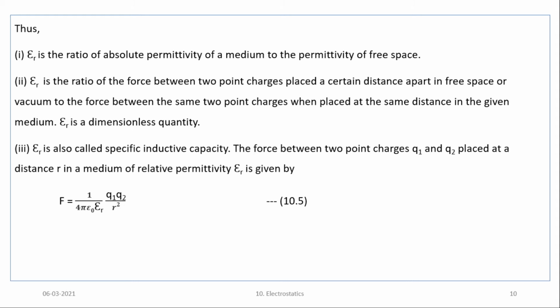And this relative permittivity or dielectric constant is a dimensionless quantity, which is also known as specific inductive capacity. The force between two point charges Q1 and Q2 placed at a distance r in a medium of relative permittivity epsilon r is given by F is equal to 1 upon 4 pi epsilon naught into epsilon r into Q1 Q2 upon r square, where epsilon is equal to epsilon naught epsilon r.